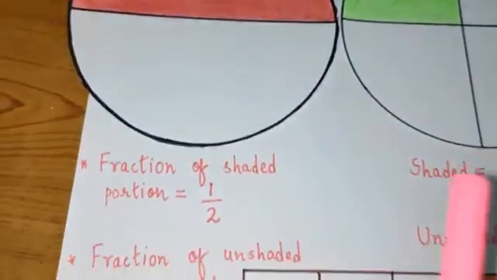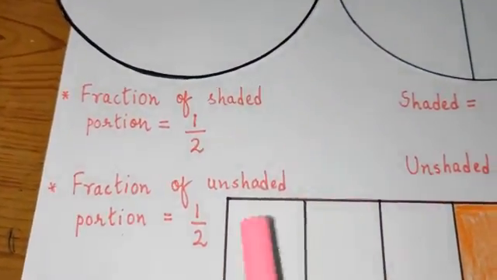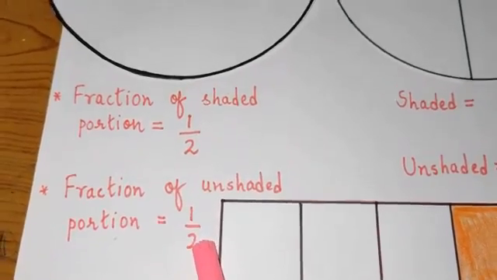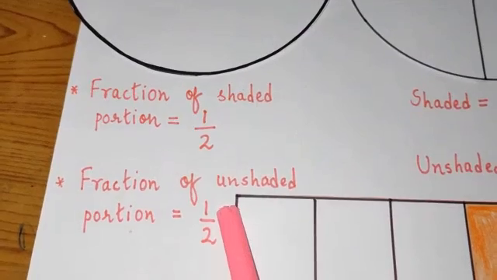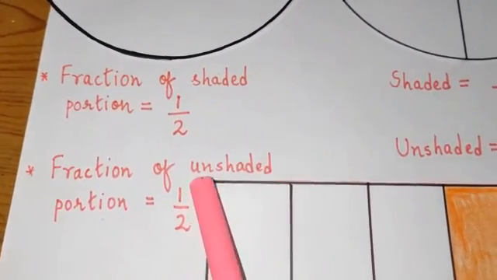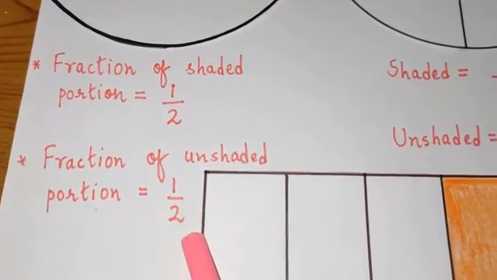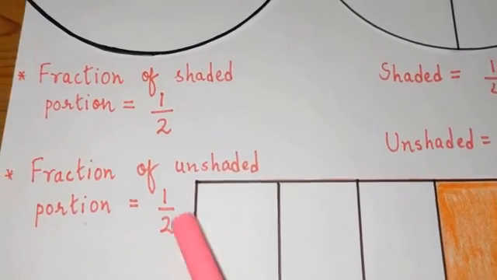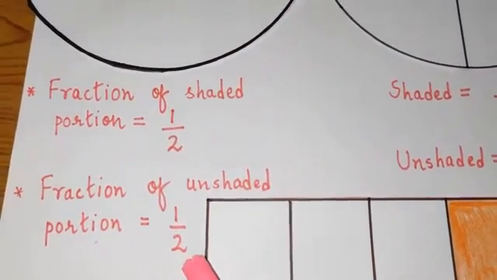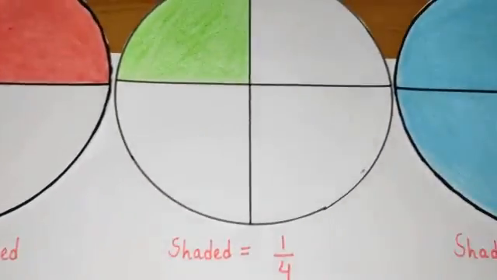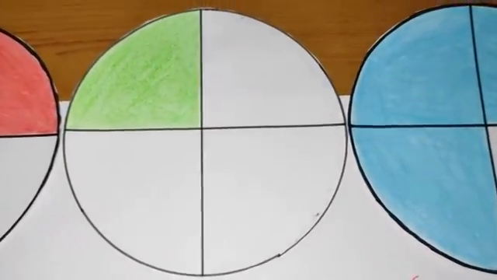This also has the same fraction, that is 1 by 2, because out of the 2 equal parts, 1 part is unshaded. So again the fraction would be 1 by 2 or 1 half or 1 over 2. 2 के ऊपर 1 है. ठीक है? Let us move to the second circle.